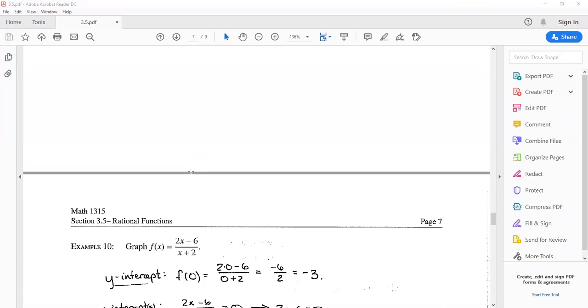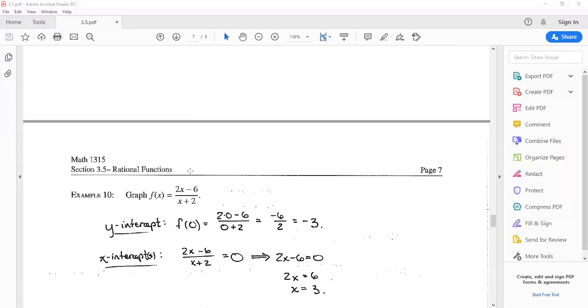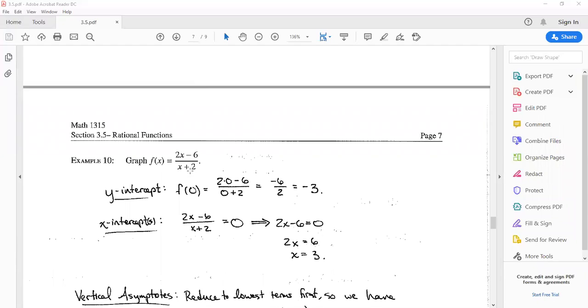So let's just start with this example. F of x equals 2x minus 6 divided by x plus 2. I don't believe there's any common factors there. We could factor out a 2 on top and get x minus 3 as the remaining factor, but that doesn't cancel with x plus 2, so we'll just leave it how it is.